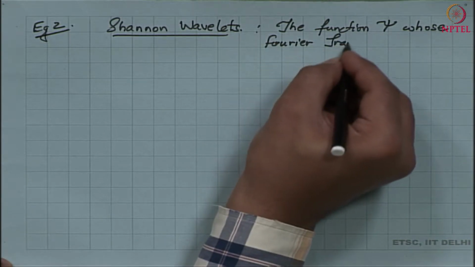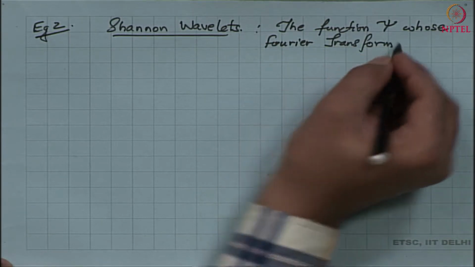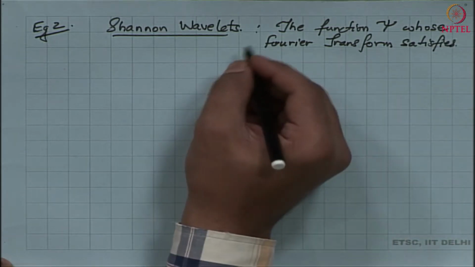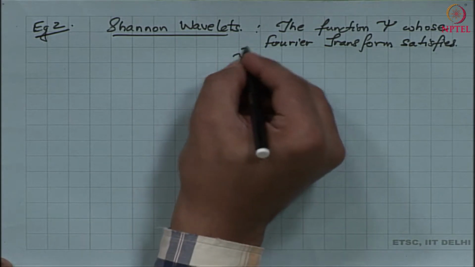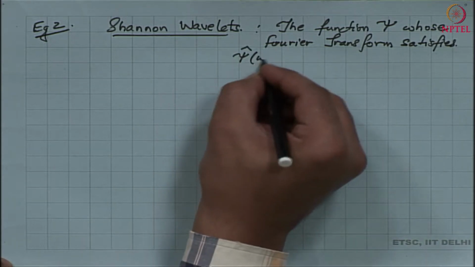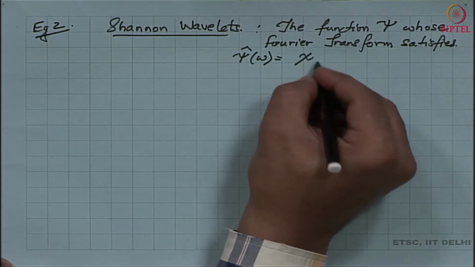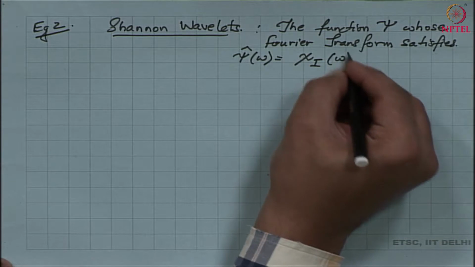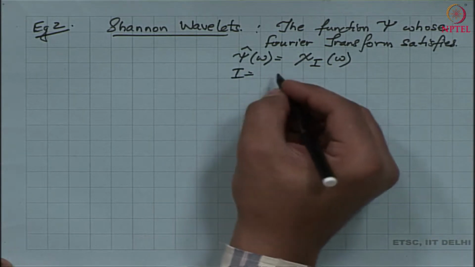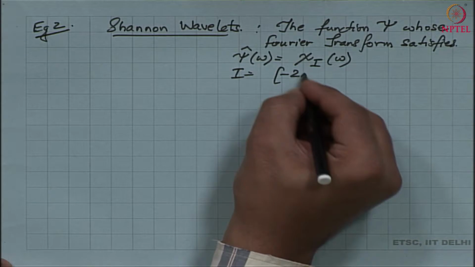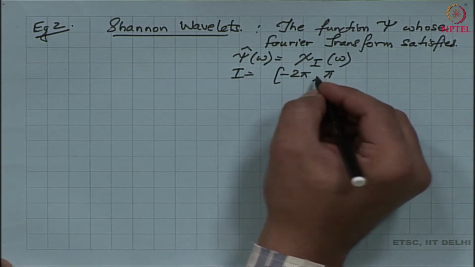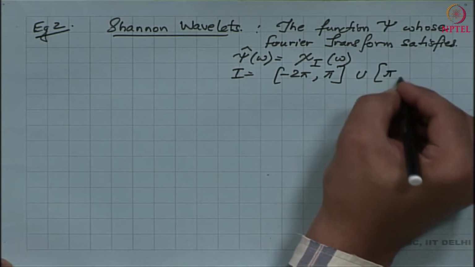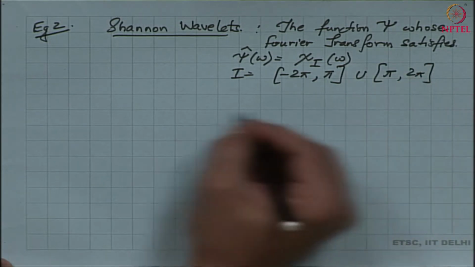whose Fourier transform satisfies the following condition. The transform of this wavelet, psi hat of omega, is nothing but the characteristic function over some interval I, and this interval I is the union of two intervals: negative 2 pi to negative pi, union the interval from pi to 2 pi.